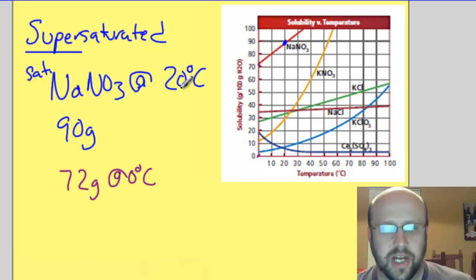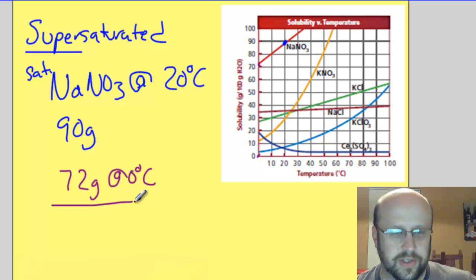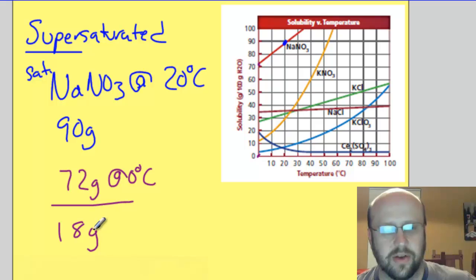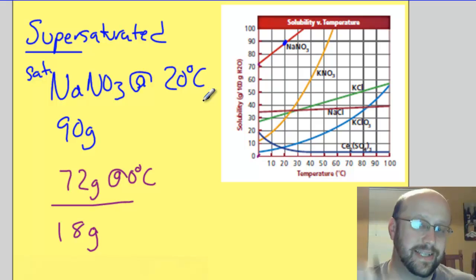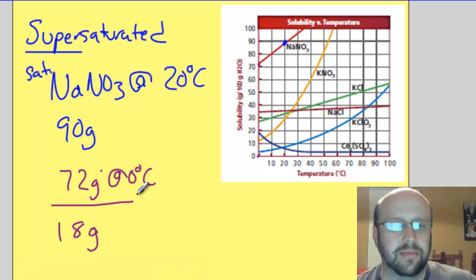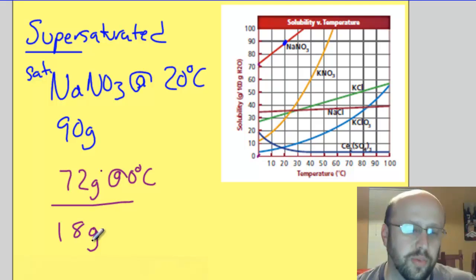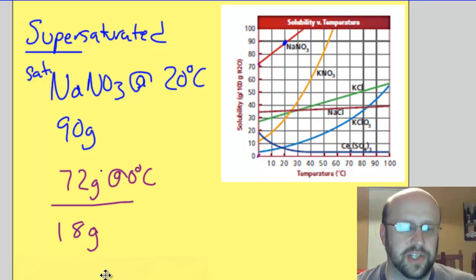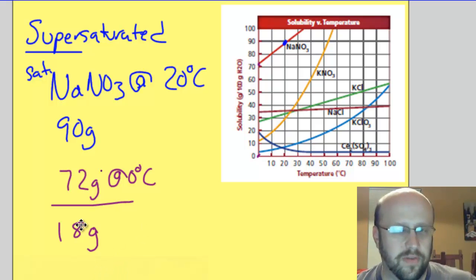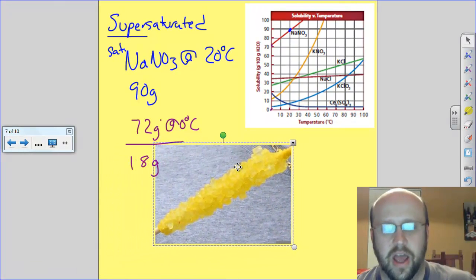Here's the thing. I put 90 grams in it. I was at 20 degrees. I dissolved everything I could. I had 90 grams in it, and then I cooled it down. That difference, if we subtracted it, is 18 grams. That difference stays in the solution. It's still dissolved. And so even though my maximum amount is 72 at 0 degrees, I have an extra 18 grams, okay? So I am supersaturated. I am above saturation. Now, the way supersaturation works is that if you agitate it or do something to disturb it, then all of that extra stuff, in our case the 18 grams, the supersaturated part, is going to come out of solution. The classic example of that is something called rock candy.